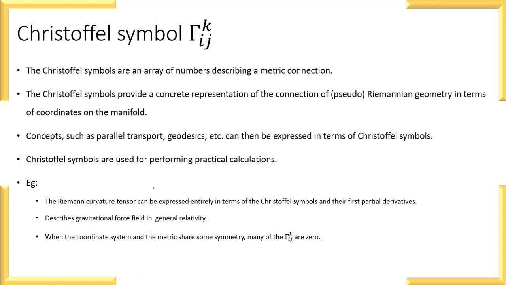You must note that if the coordinate system and the metric share some symmetry, then the Christoffel symbol goes to zero. An example of this is our Cartesian system. Here, in the Cartesian system, the tangent spaces and the Euclidean space and our general space are the same. So the measurement taken using a metric tensor will definitely reside inside that coordinate system only. So it shares a symmetry. So if the coordinate system and the metric share a symmetry, then the Christoffel symbols in that case go to zero.